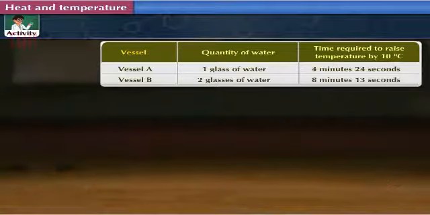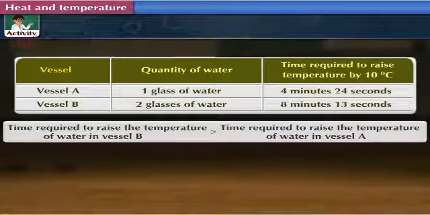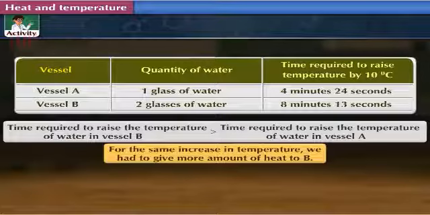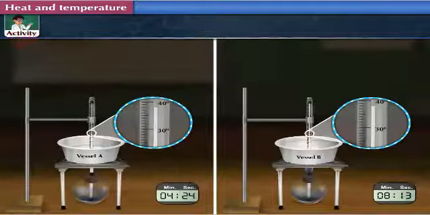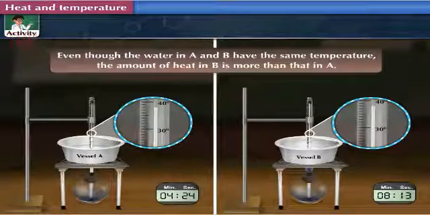Let us now compare the readings. We observe that more time was required to raise the temperature of water in vessel B. This means that for the same increase in temperature, we had to give more amount of heat to B. From this activity, we can conclude that even though the water in A and B have the same temperature, the amount of heat in B is more than that in A.